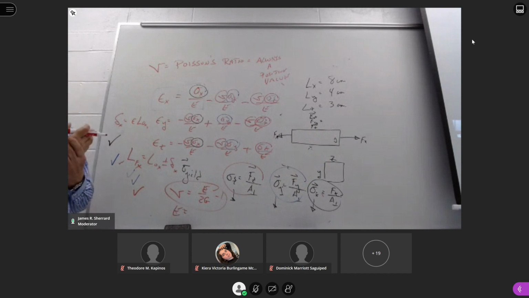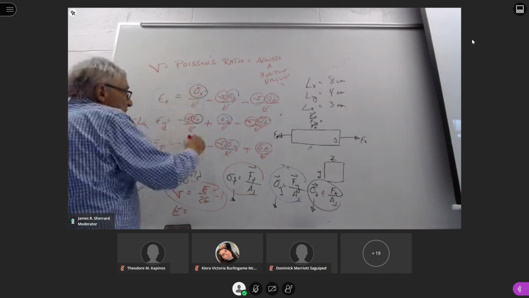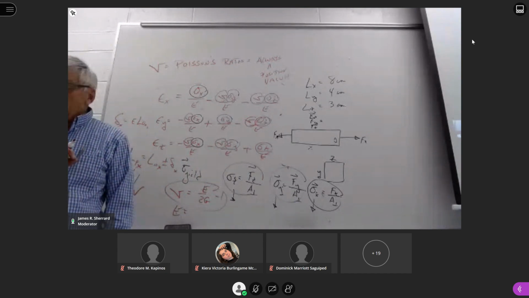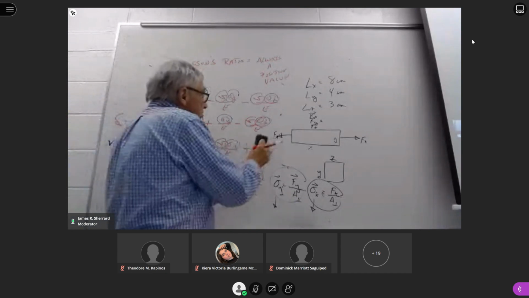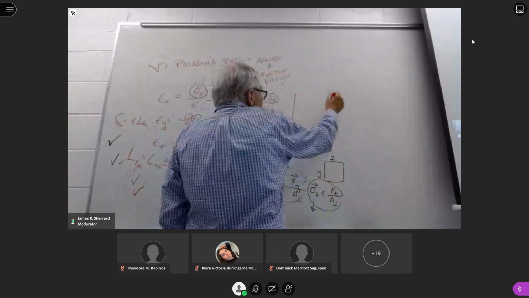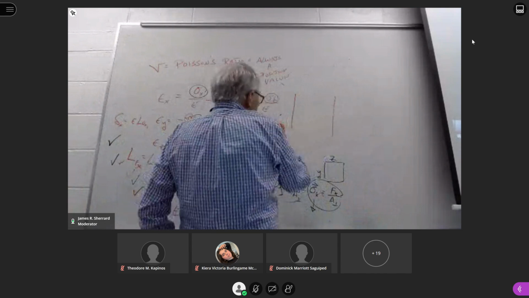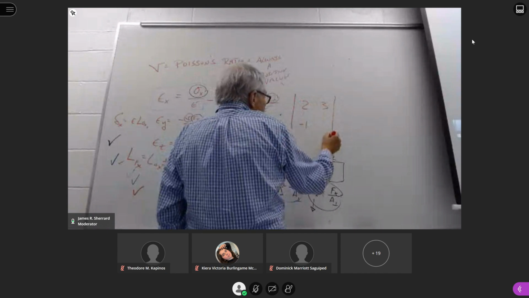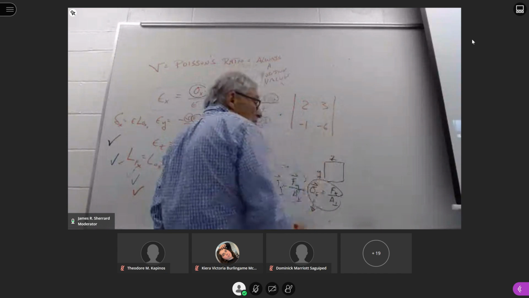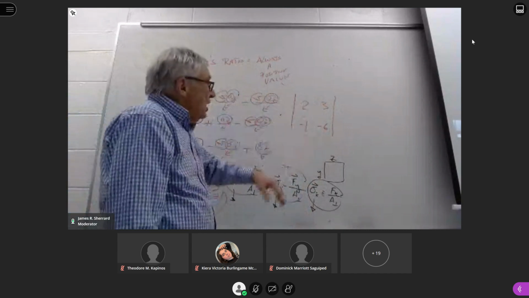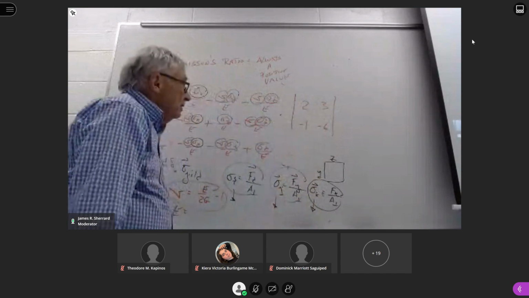I'm not sure what your higher math capabilities are, but has anybody ever worked with determinants in any of your math before? If you do determinants, you take the coefficients out of an equation, and you can put them in a determinant.